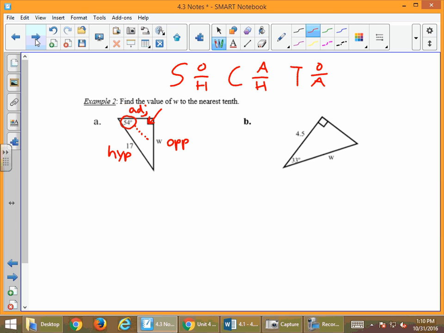So, we have two things. See how there's a W right there? That's what we're solving for. So we've got the opposite and hypotenuse. Which function deals with opposite and hypotenuse? The S. The sine, the S. So that tells us which one we're going to choose. So we're going to set that one up.